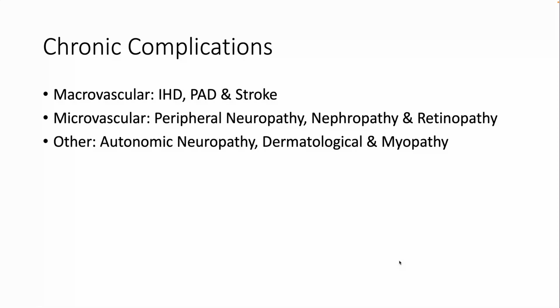Then you also have myopathy, which may not be that obvious, but if you look for it, you'll find it. So in other words, a patient that appears unfit, but actually may have reduced muscle strength due to myopathy. Right, so a nice three sets of chronic complications and three in each compartment.